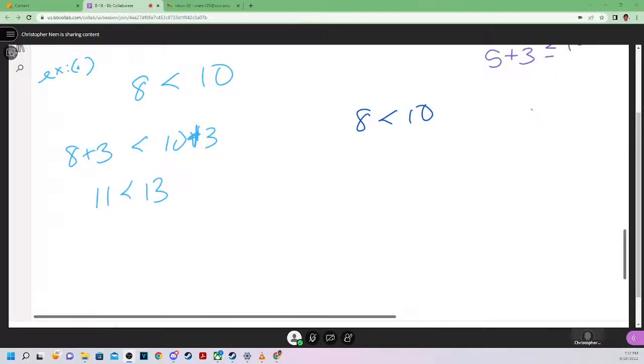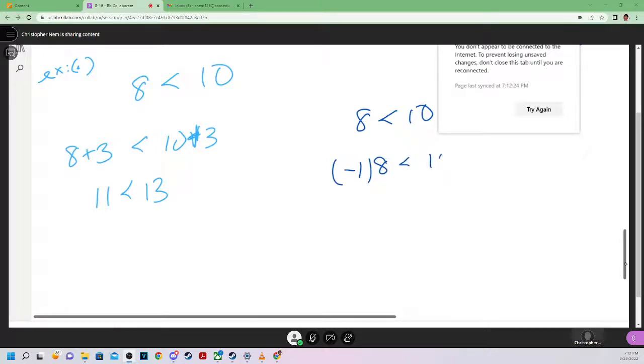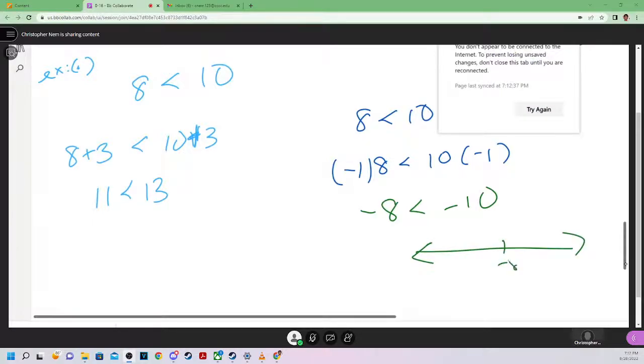But when we talk about multiplication, 8 is less than 10. And I multiply both sides by, let's take -1. Then I get -8 is less than -10. Wait a minute. If I draw my number line, -8 is over here, -10 is over here. So it's saying -8 is less than -10, but -8 is on the right side, so it should be bigger than -10. So what went wrong?